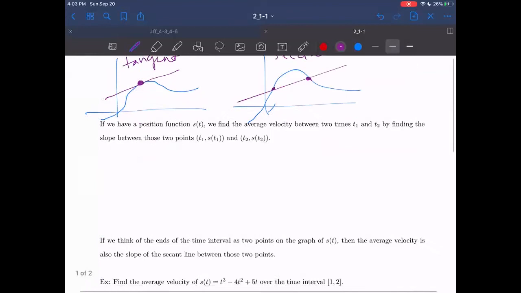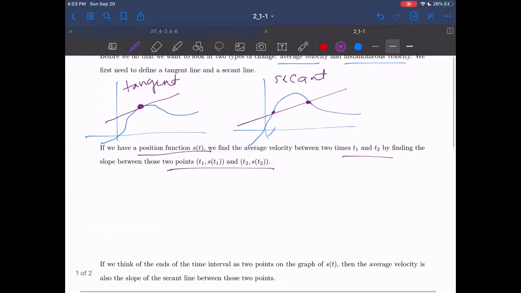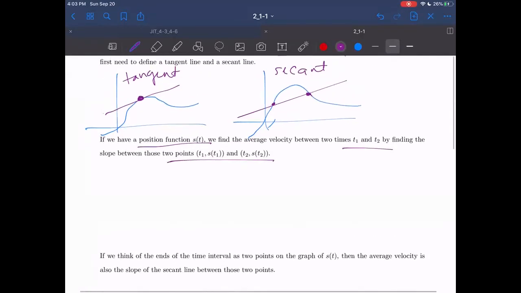So if we start with average velocity, we can find the average velocity between two points or just two times. Let's say we've got some position function s of t. We're going to find the average velocity between two times, t1 and t2. We find this by finding the slope between those two points, so your average velocity is the same as the slope of the secant line.